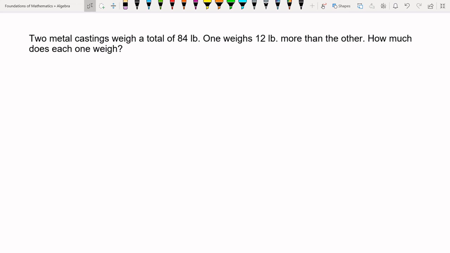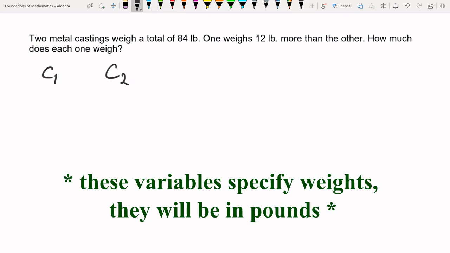Okay. In this problem, we have two metal casings that weigh a total of 84 pounds. So we know we have two metal casings. I can name them right off the bat as casing 1 and casing 2, so C1 and C2. You could name them X and Y.